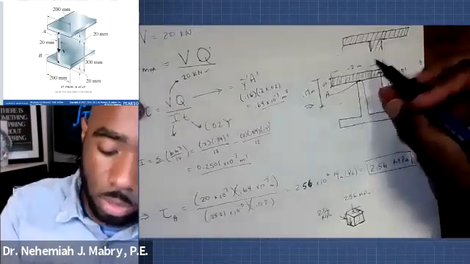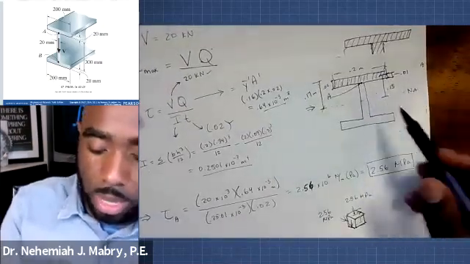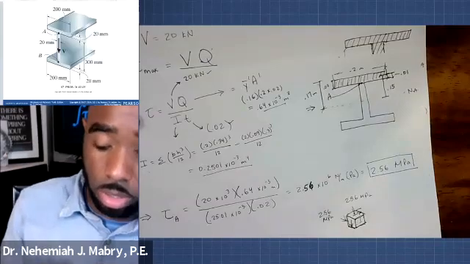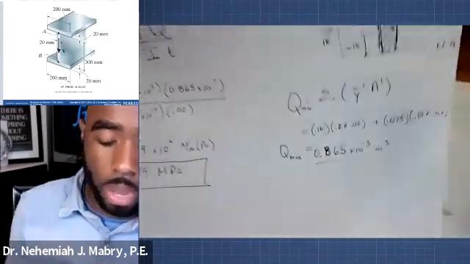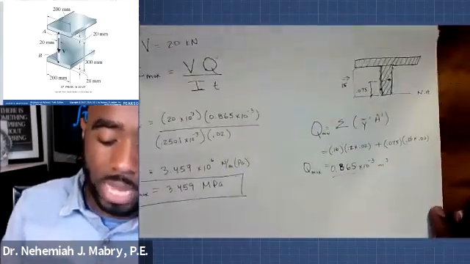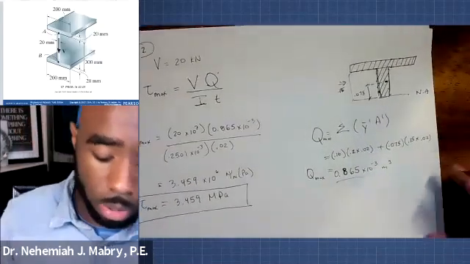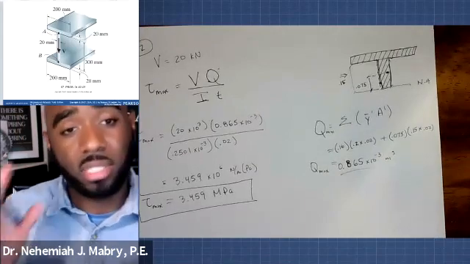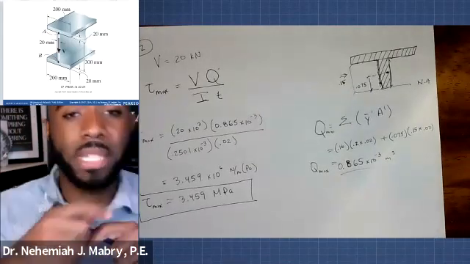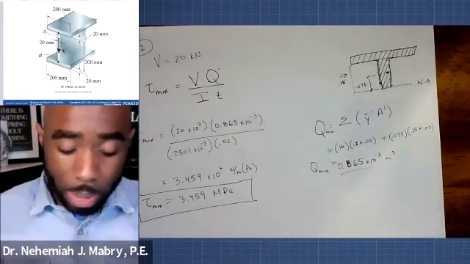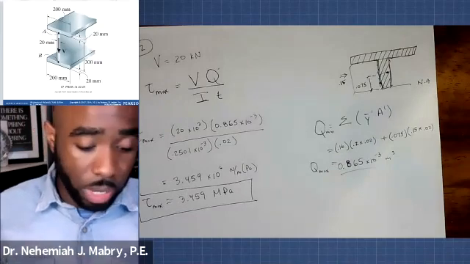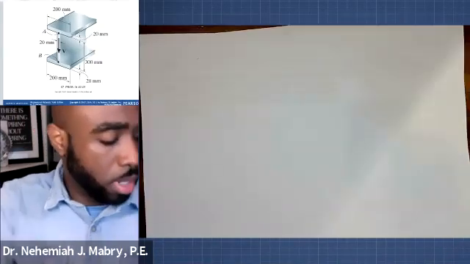So when it's asking for a point, 7-1 showed us we're going to look for Q for the area beyond the point of interest. That's what we're going to do. And when we're looking for the maximum, we're looking for the entire area above, or if we're looking at the bottom part, below the neutral axis, just that portion. So I hope that makes sense. And those are two basic problems that illustrate this concept.